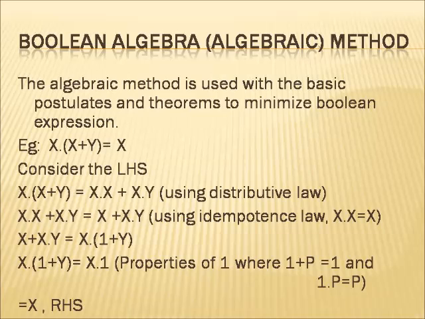In the next step we can write x dot (1 plus y) as x dot 1. The reason is that we are using the properties of 1, where 1 plus p is equal to 1. Then x dot 1 can be written as x, which is equal to the right hand side. So we have proved, using the Boolean algebraic method, that x dot (x plus y) is equal to x.